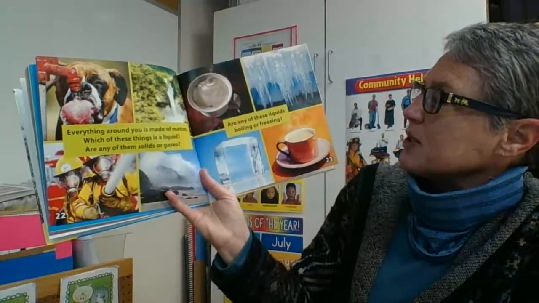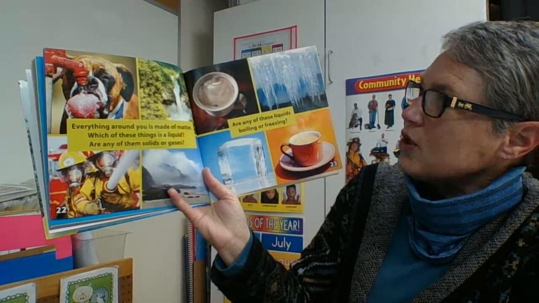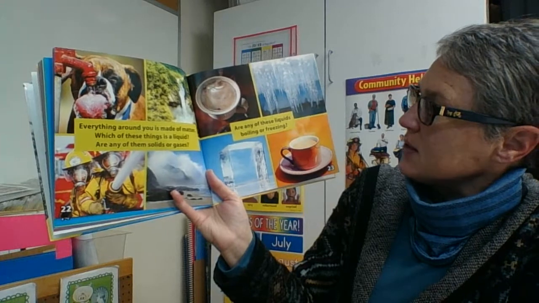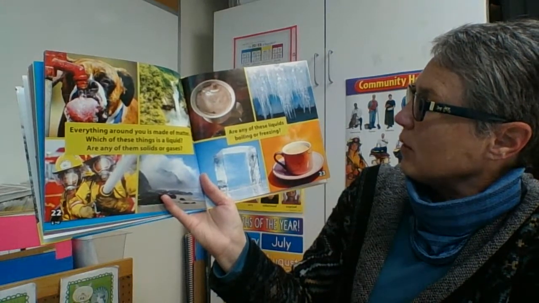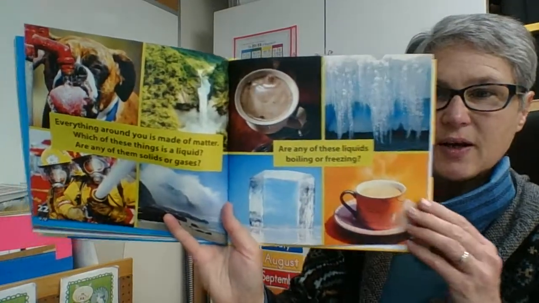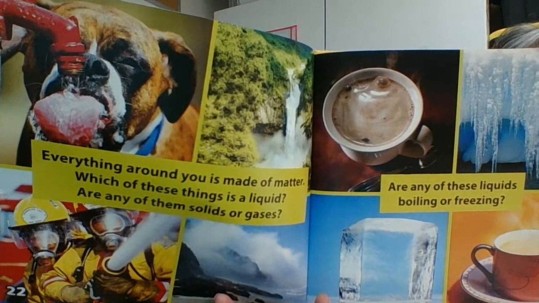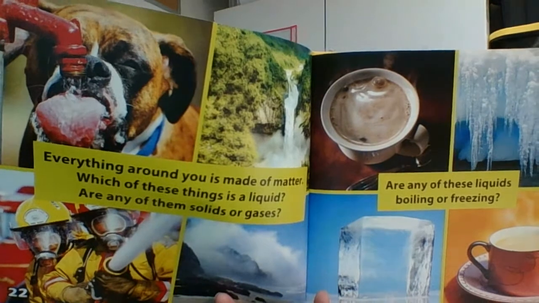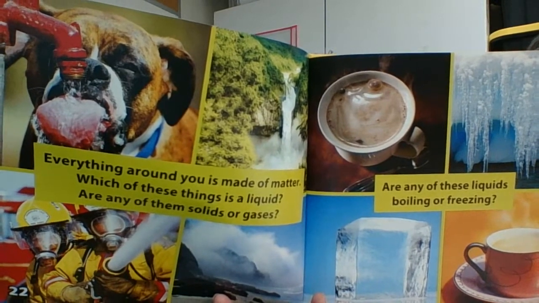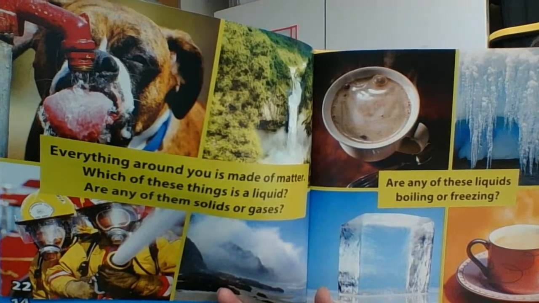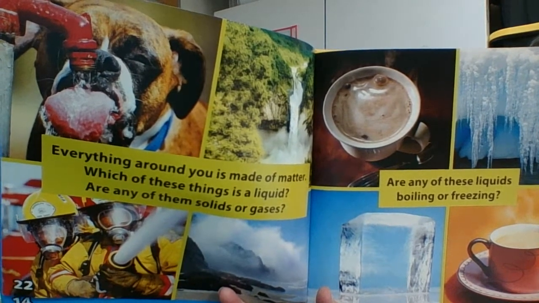Everything around you is made of matter. Which of these things is a liquid? Are any of them solids or gases? Are any of the liquids boiling or freezing? Give you a moment to take a look and see if you can figure out which of these things is a liquid, a solid, or a gas, and which of them is boiling or freezing. What do you think, scientists?